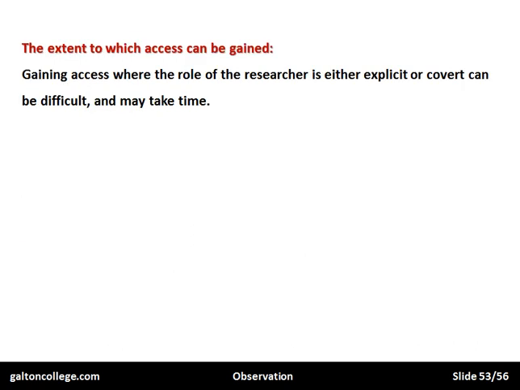Now, the extent to which access can be gained. Well, gaining access where the role of the researcher is either explicit or covert can be difficult and may take time. Not all groups want to be observed. Groups may resent it. And if they resent it, then getting the observer in and getting the workers to work naturally may be a real issue. There may be real problems there.